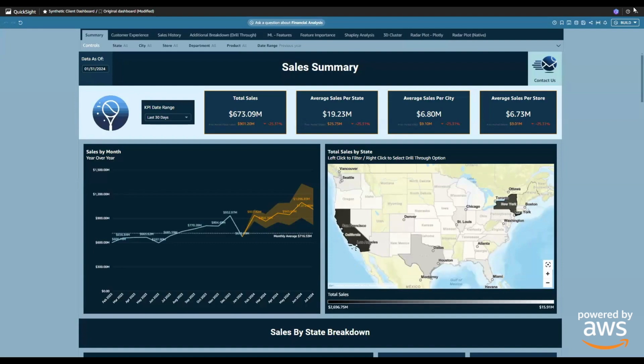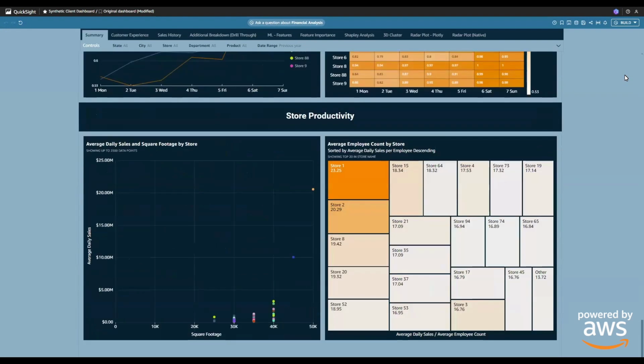Starting from our Amazon QuickSight retail dashboard, we can scroll down to our section on analyzing store productivity. Here we've created two visualizations using two separate metrics for measuring store productivity. In the first visual on the left, we're using a scatter plot to compare the square footage of our stores against the average daily sales.